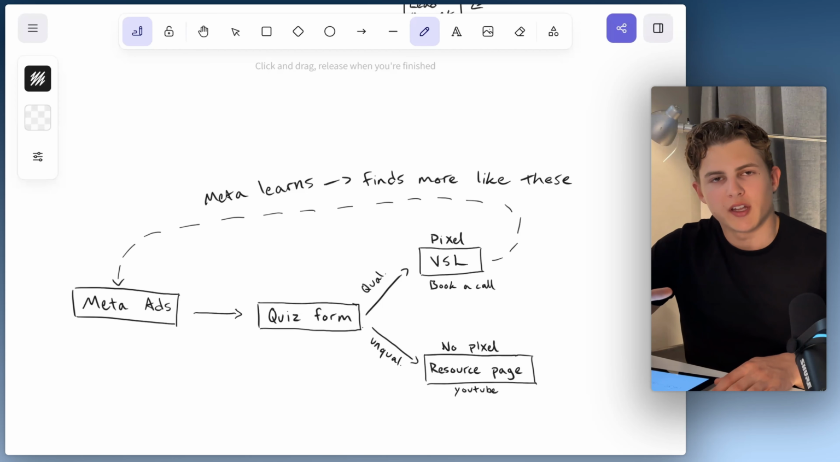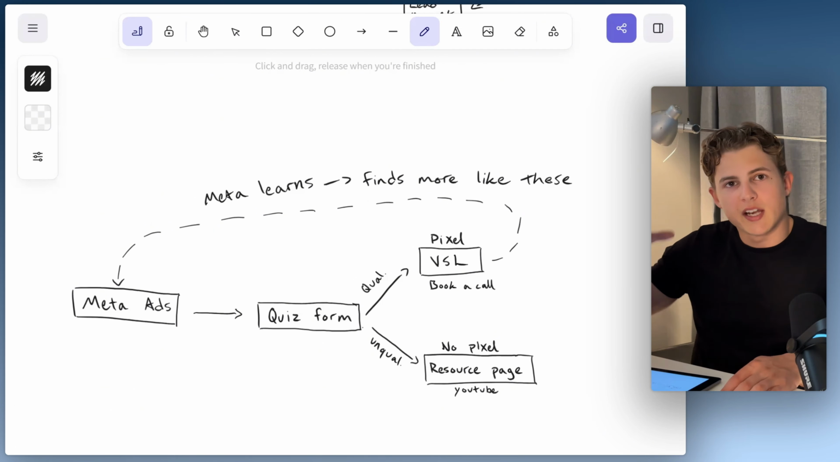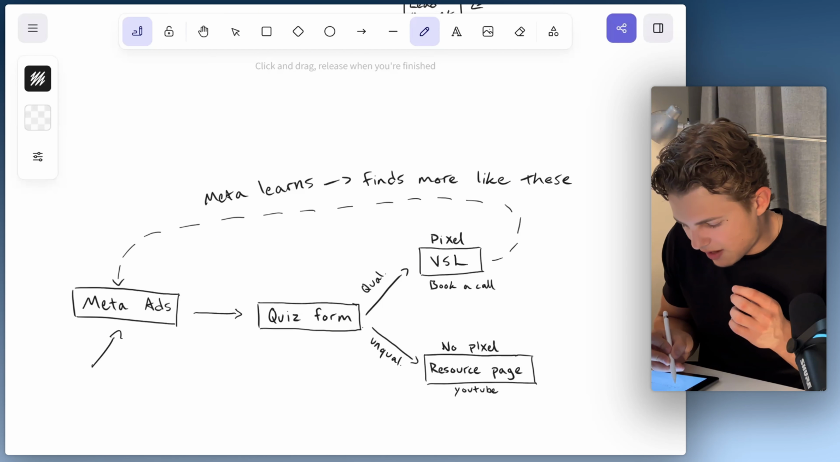So to all of you that run ads, you know that you have something called the Meta Pixel. And the pixel is what Meta uses to actually track your conversions and to know who your ads should be shown to. So this is how it works. So obviously you have your Meta ads.